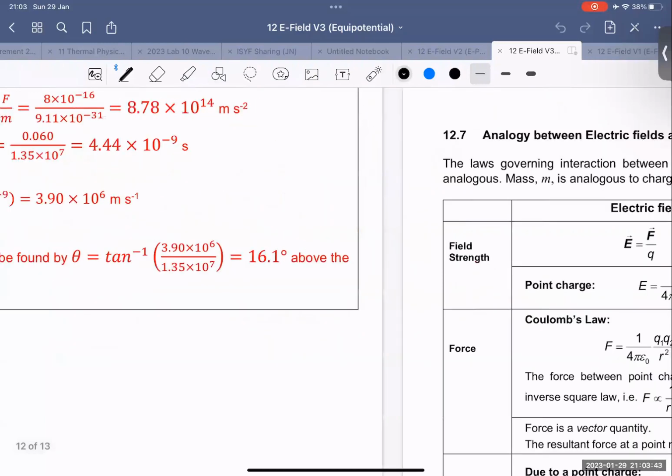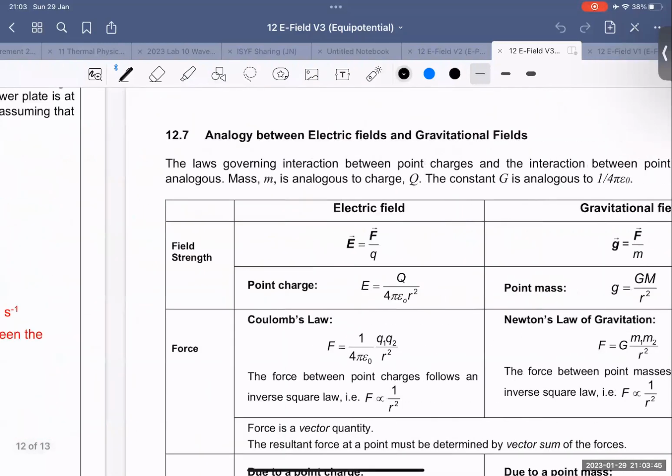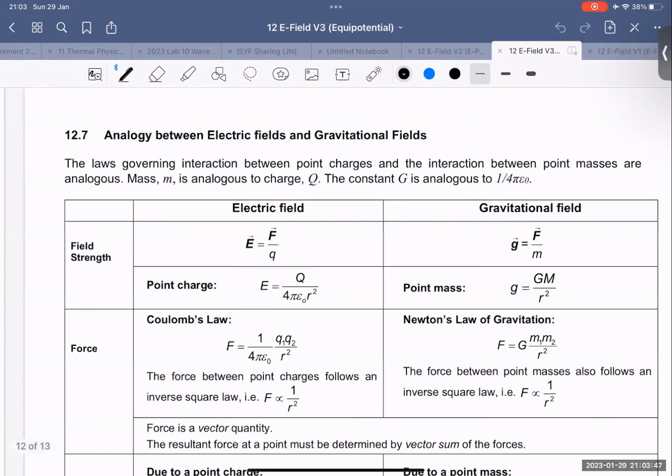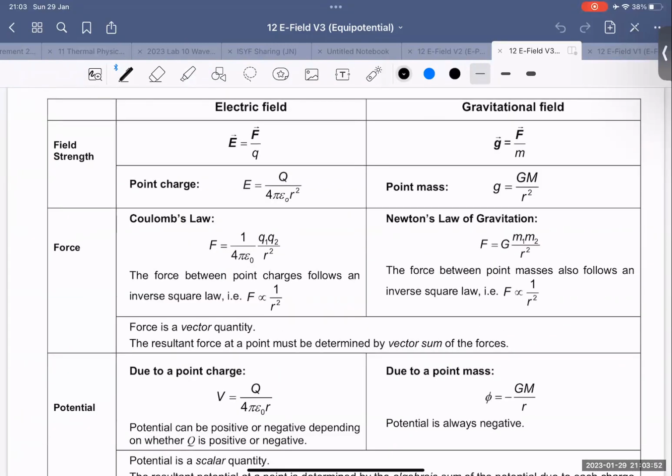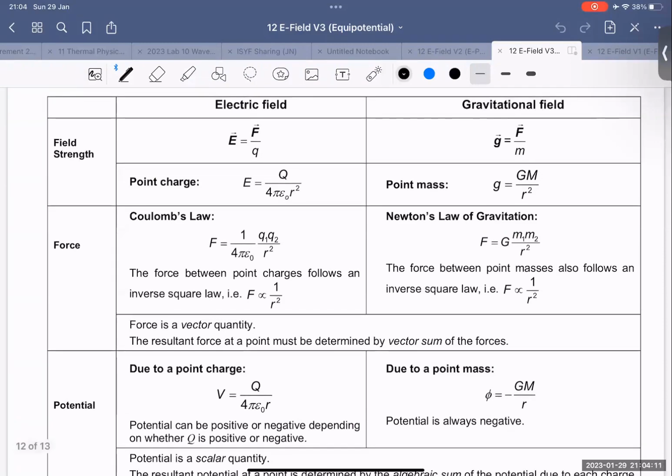Analogy between electric fields and gravitational field. You can see that there's a lot of similarity. Electric field strength is F over Q, gravitational field strength is F over m. Once you understand the difference and similarity between these two, you will be able to find similarities in this interaction as well as this motion. So study this table carefully.